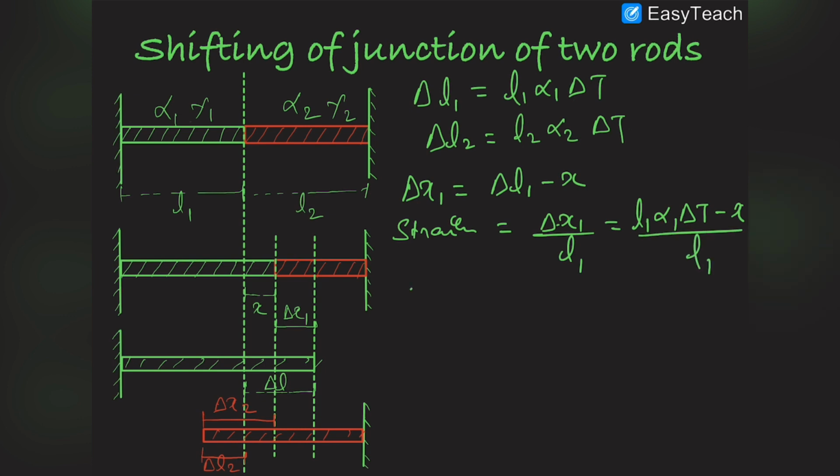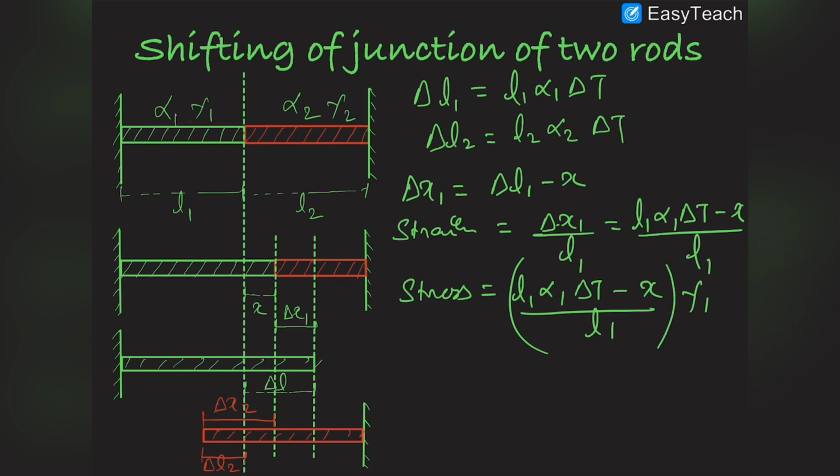And now stress will be equal to strain into Young's modulus. So this is (L1 α1 Δt − x) upon L1 into γ1. And now the similar analogy is for the red rod.